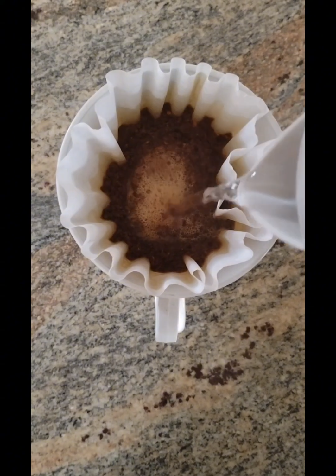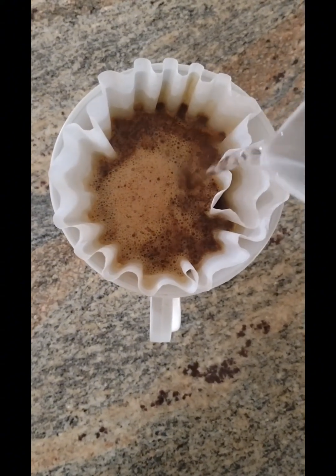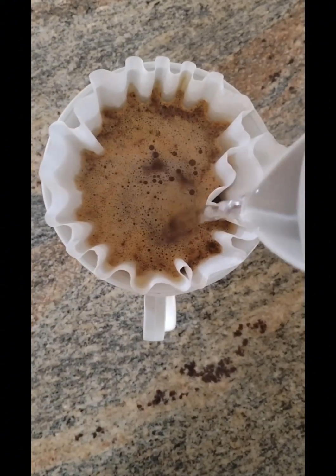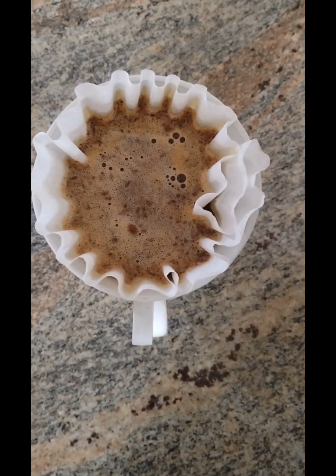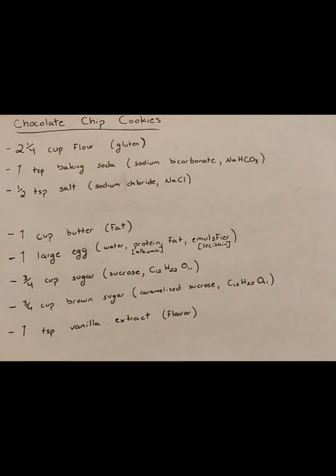What you see here is a simple process of degassing. This is the ground up coffee beans releasing some of the carbon dioxide that they have. On to the chocolate chip cookies.